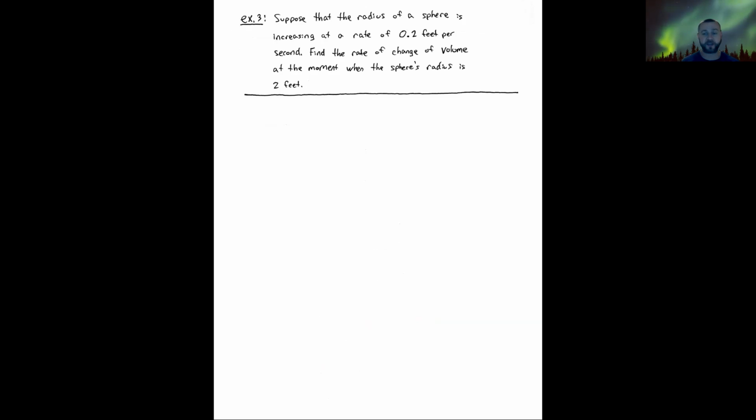All right, so here's a third example. This one deals with a volume problem of some sort. I'm going to pause the video and give this an attempt. We'll check back in a few minutes.